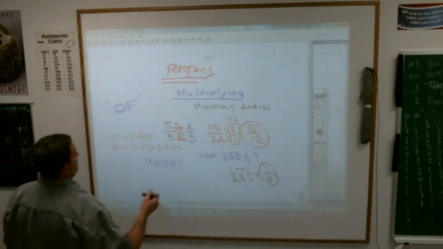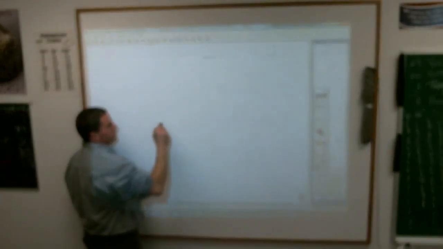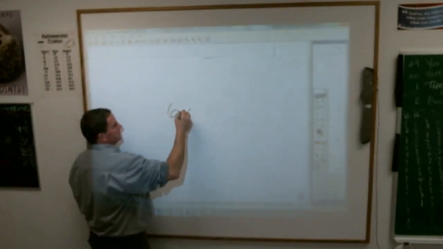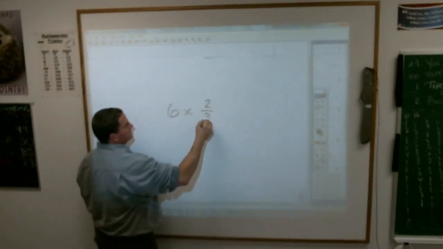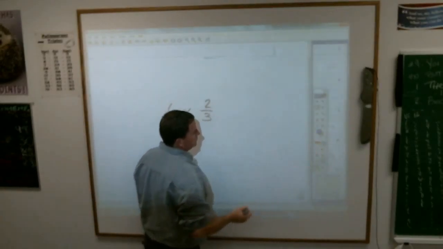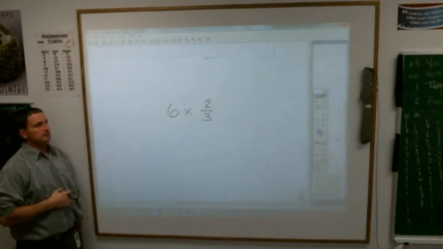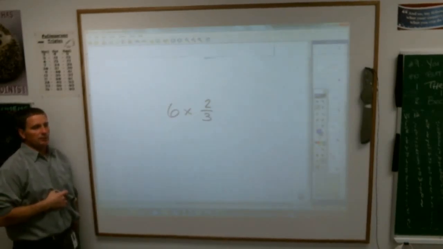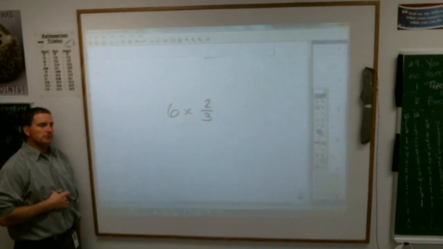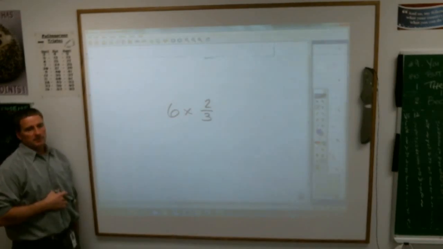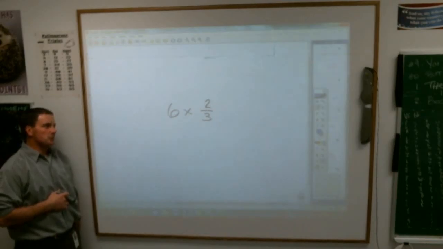The other thing is this. What about whole numbers? What if I have 6 times 2/3? Don't run away and be scared there. How do I deal with that? One's a whole number, one's a fraction. Drew Norquist, what do you think I should do? We're trying to multiply fractions times fractions, but 6 is not a fraction. Or could I make it a fraction?